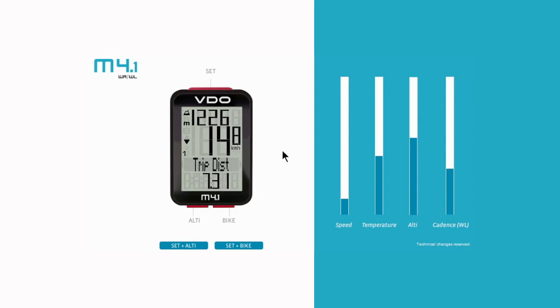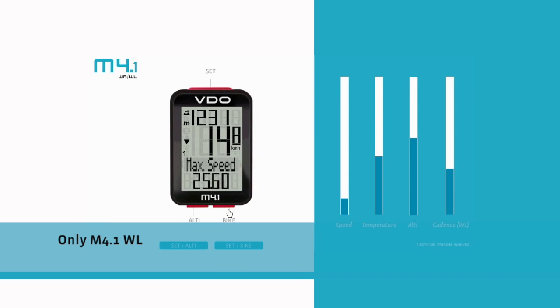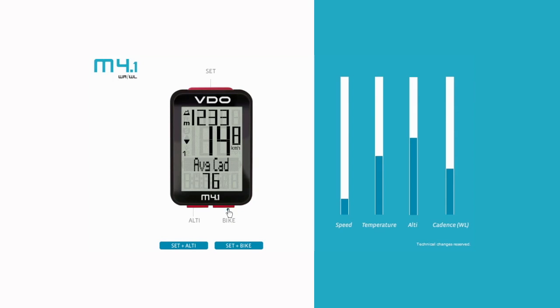The VDO M4.1 has 3 buttons: the Set button on the top, the Bike button on the bottom right, and the Alti button on the bottom left. Via the Bike button, you access the bike information for the current trip: trip distance, ride time, average speed, maximum speed. With optional cadence equipment hooked up, the VDO M4.1 wireless additionally provides current cadence, average cadence, and maximum cadence information. Both models, wired and wireless, then indicate trip section time and distance, the navigator, temperature and time of the day.